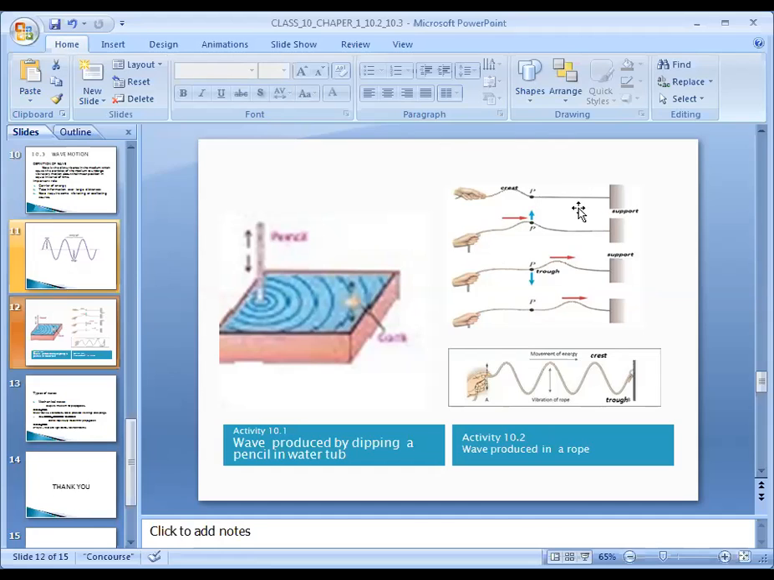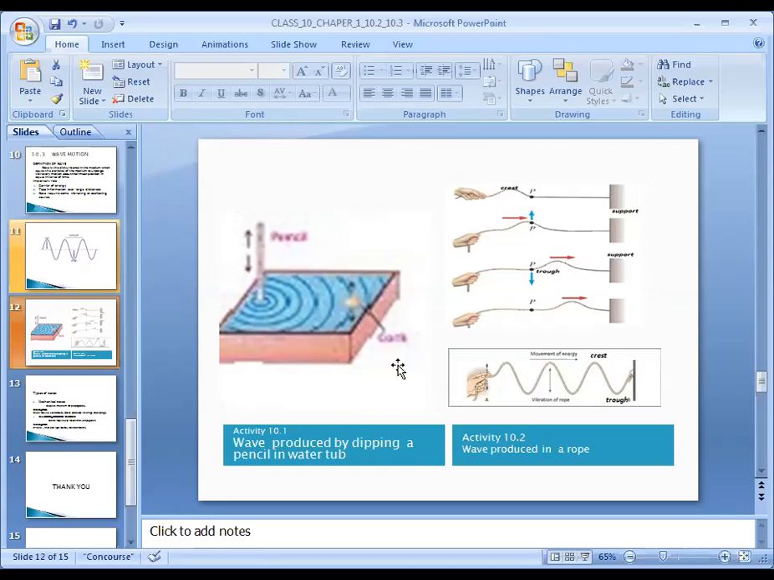Right? The point P on the rope will start vibrating up and down as the wave passes across it. The motion of the point P will be perpendicular to the direction of the motion of the wave. The wave is moving this way, and point P is moving up, so it is perpendicular. Perpendicular means it makes a 90 degree angle with the wave, right? So my point P moves in this direction, and the wave moves in this direction. These are at 90 degrees, so they are perpendicular to each other.